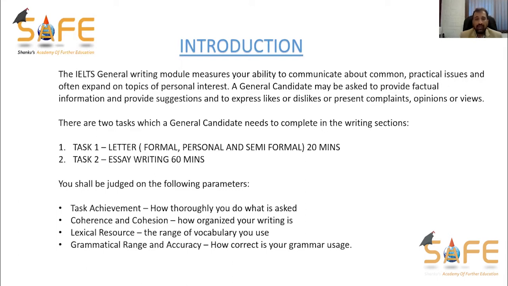Now, what would you be judged on? It is very important for a candidate to understand what areas the person is being judged on when it comes to your writing band descriptors. So the first band descriptor is task achievement. Task achievement basically means how thoroughly you understand what is being asked of you. Task achievement covers areas such as the word limit.